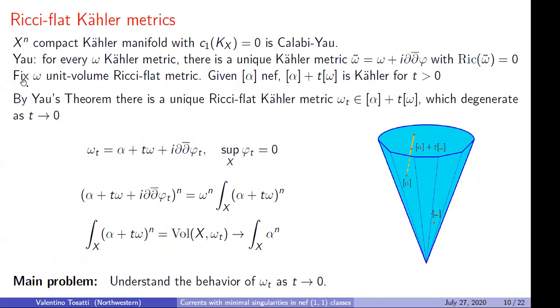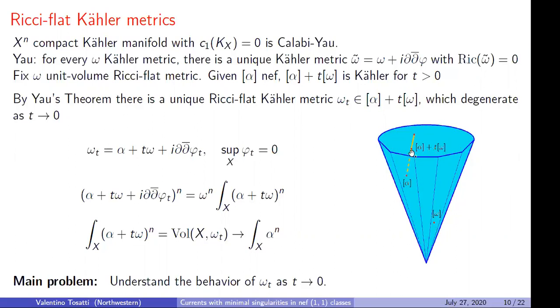So for reference, let's fix one of these Ricci-flat metrics and scale it to have volume 1. And given a nef class alpha, remember, it's in the closure of the Kähler cone. So if I add t times omega, this is actually Kähler for all t positive. Here is the picture of the Kähler cone. I, of course, stole this picture from the slides, but I added this path.